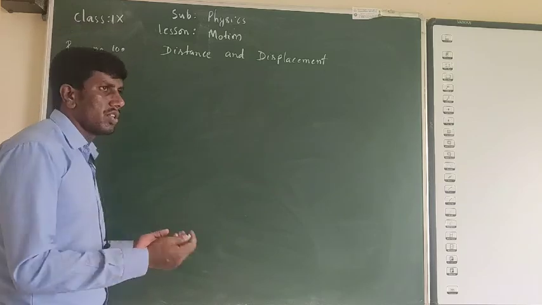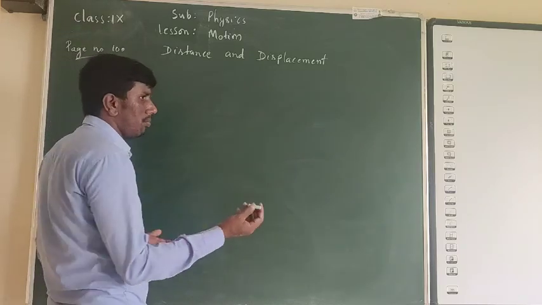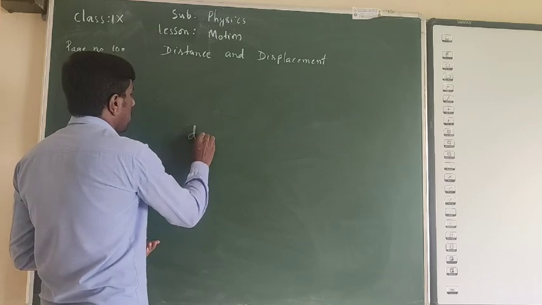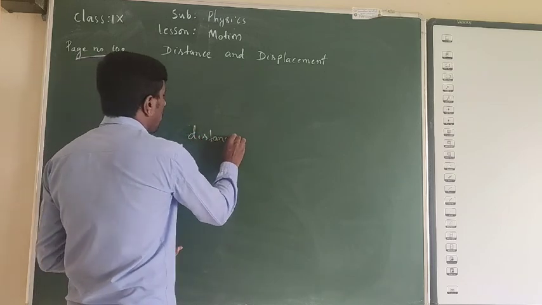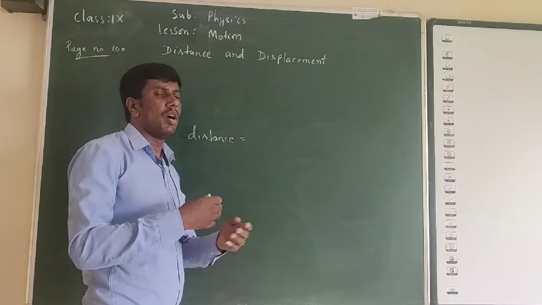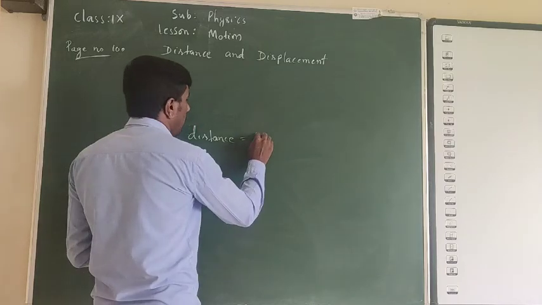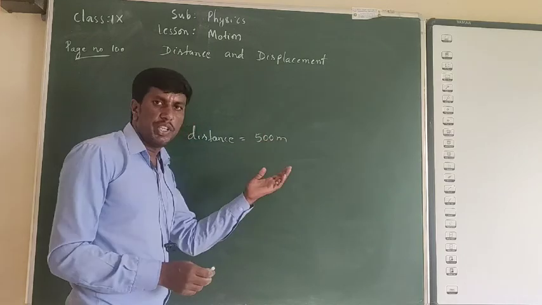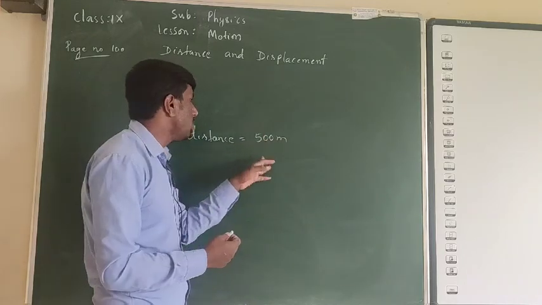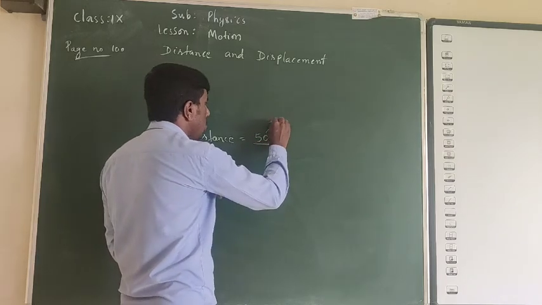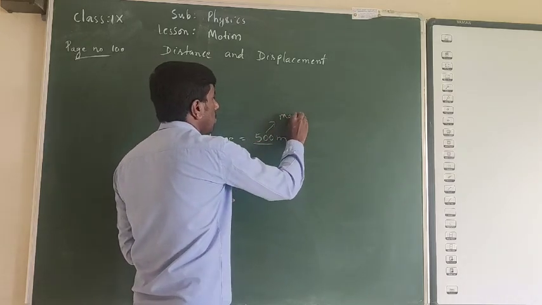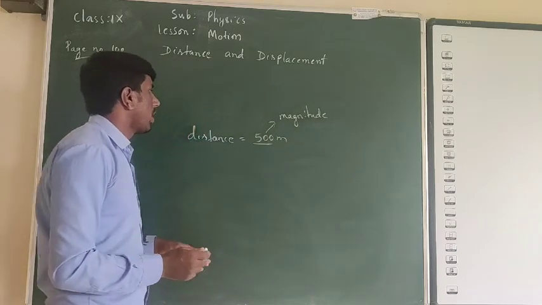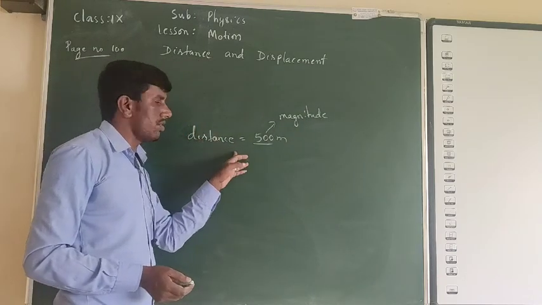To understand the magnitude, I will give you this example. Suppose the distance from your house to the school is around 500 meters. You have to mention that it has some value. That numerical value is nothing but the magnitude. This is called the magnitude of the physical quantity. The physical quantity is distance.